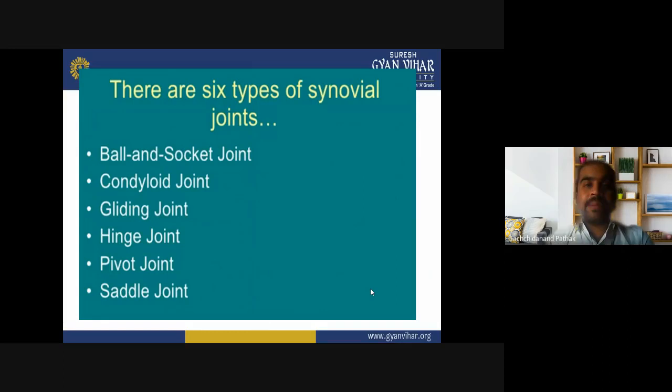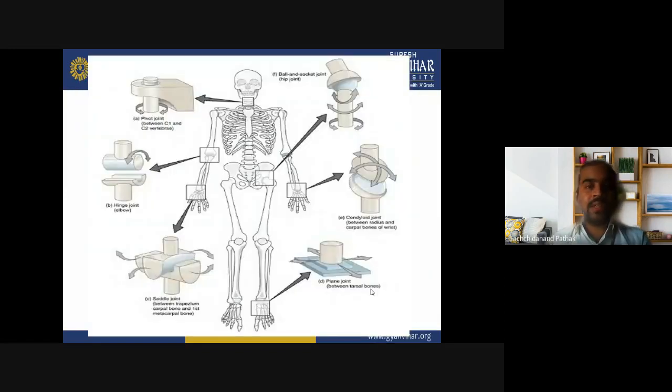Now the six types of the synovial joints are the ball and socket joints, condyloid joints, gliding joints, hinge joints, pivot joints, and saddle joints. So these are the six types of the joints. फिर से सुन लीजिए: ball and socket, condyloid, gliding, hinge, pivot, and saddle. Now these are the different joints you can see here. Okay, so we are going to explain one by one.